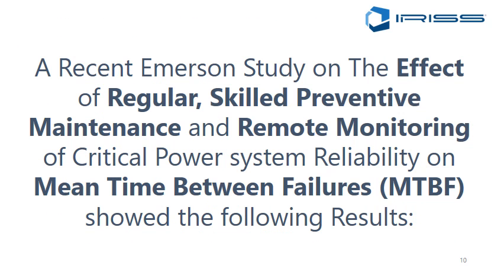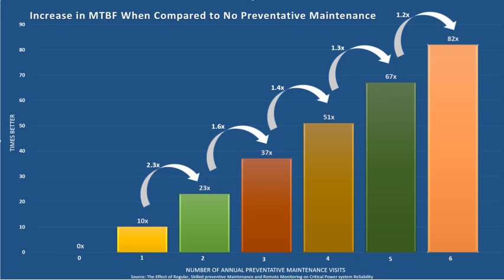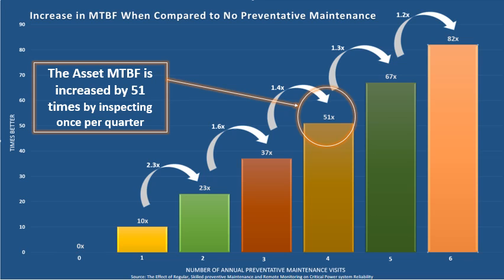Another thing about doing this, this is the results of a recent study by Emerson saying that the effect of regular skilled preventative maintenance and remote monitoring of critical systems have a really significant effect on the mean time between failure. And it showed the following results. That if I was to do, with a delta T system, let's say, 4 visits a year, I can increase the MTBF on this system by 51 times, which is very, very significant, especially in the critical power world.